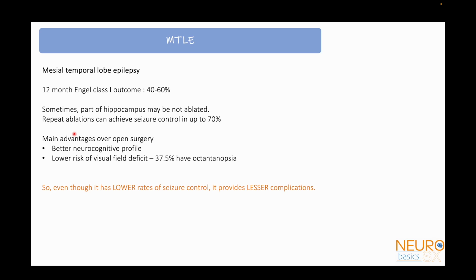An important thing to note is that compared to surgery, there is a better neurocognitive profile and there is a lower risk of visual field deficit. Remember, open surgery had a 90% risk of visual field deficit. In LITT, there's a lower risk of only 37.5% of visual field deficit. It is very clear that LITT will not give you as good seizure control as open surgery will. It is a lower rate of seizure control, but it is at the benefit of a risk of lesser complications.